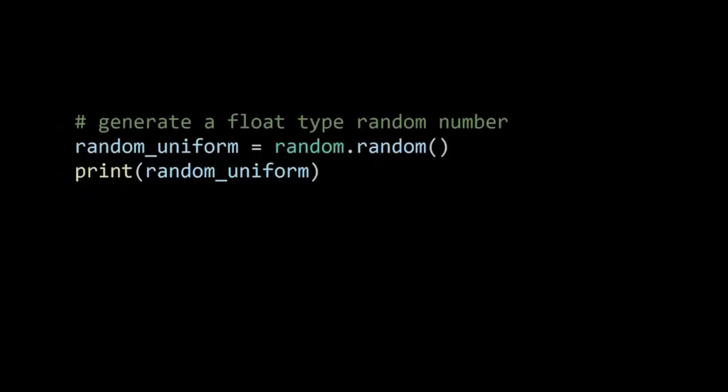Moving forward, now let us look at how to generate a float type random number in Python. Here we are creating a new variable named random_uniform, and we are using the function random.random. The function random fixes the range from 0 to 1 and gives us an output of float type. In the next line, we are using the function print to get the output, that is print random_uniform. Random_uniform is the variable we have generated previously.